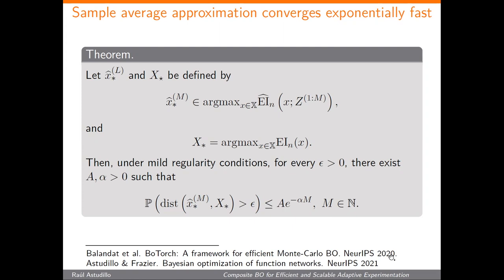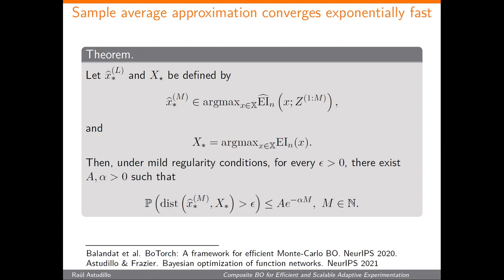So what this means is that in practice, we can use a very small number of samples. For example, I typically use around 64 to 100 samples. And this is gonna work very well. So this approach is gonna be very computationally efficient. And in particular, it's not gonna be very different from optimizing an acquisition function with a closed form expression.